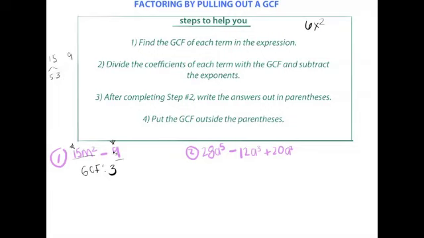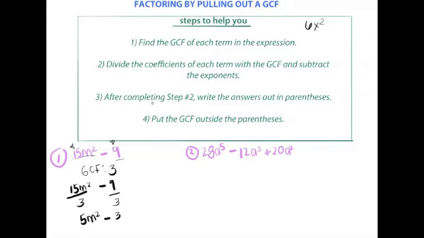Now we're going to fuse what we did yesterday and do this. I'm going to write each of these terms, 15m squared minus 9, and divide it by our GCF, which in this case is 3. If I divide this, I end up getting 5m squared minus 3. So I've found the GCF, and I divided the coefficients of each term by the GCF and subtracted the exponents. In this case, there was nothing to subtract because the m squared had to drop down since there was nothing to cancel it out with.